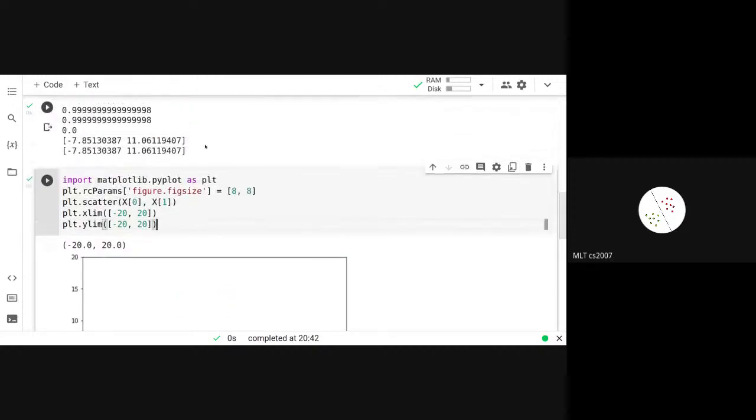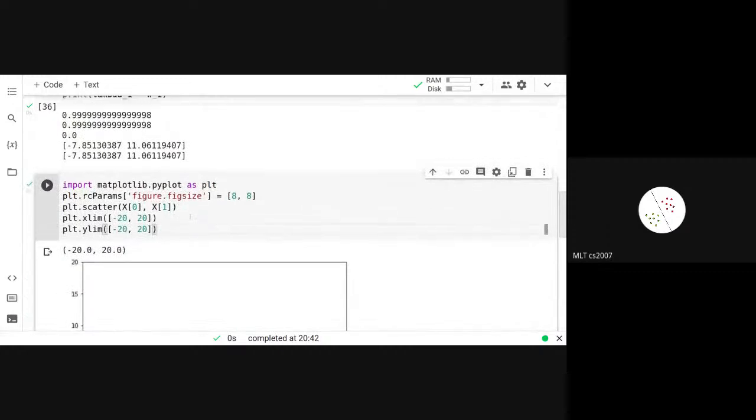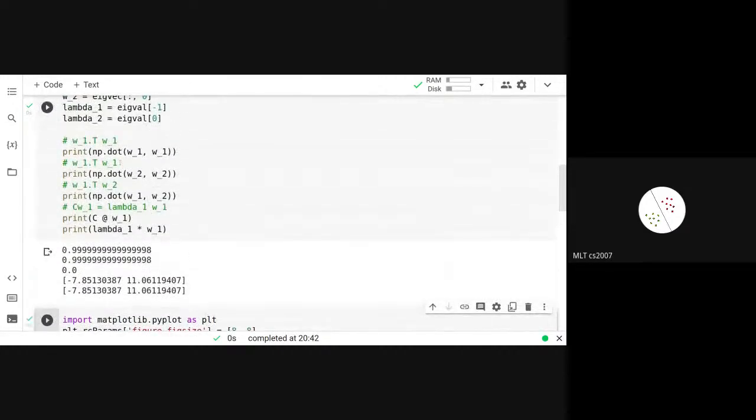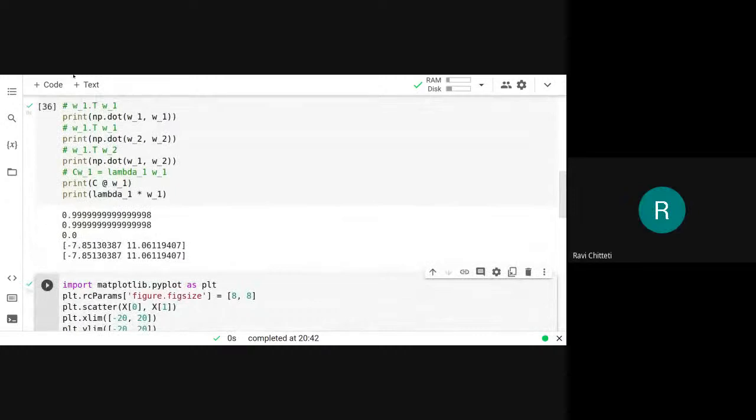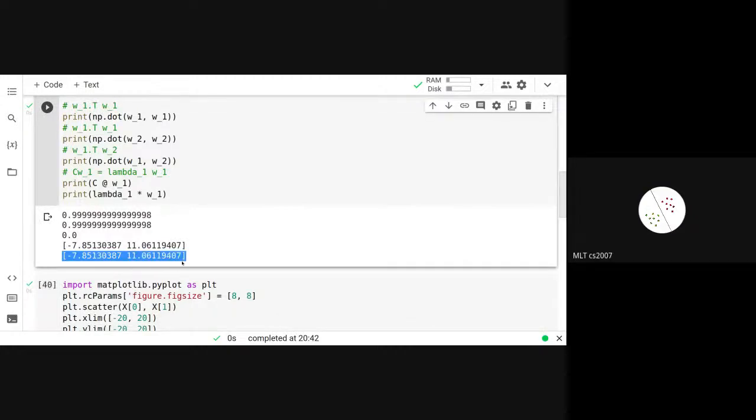Now let's look at the principal component. We got W1, right? May I ask one question here? Lambda into W, where is the output, please? This one. See, this is C into W1. This is lambda 1 into W1.